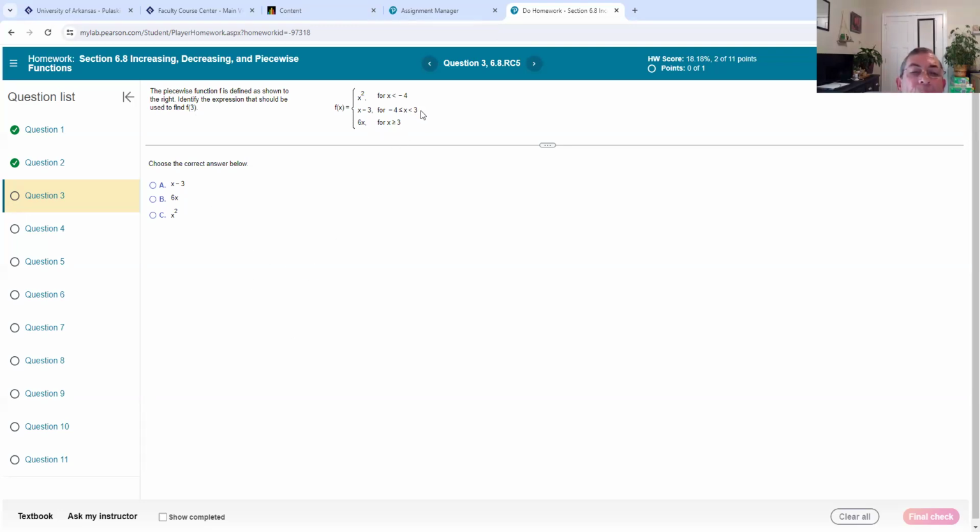So y'all be careful, because although the second equation is negative 4 less than or equal to x, the x still has to be less than 3. So if it equals 3, you want to use this last equation, because that says x can be greater than or equal to 3. So we would use the 6x equation. And y'all, once again, they got them out of order over here, but 6x would be our, what do y'all got? B equation. Good job.